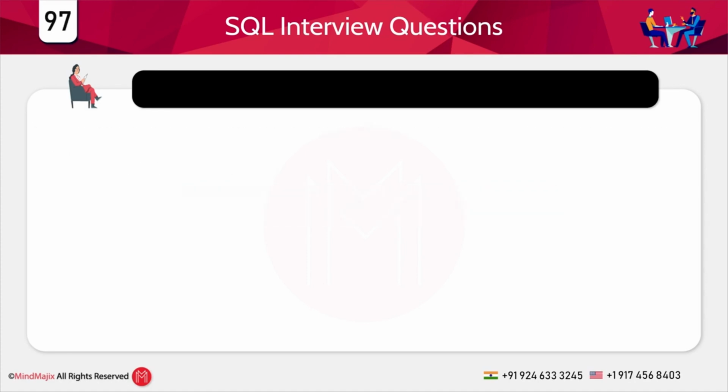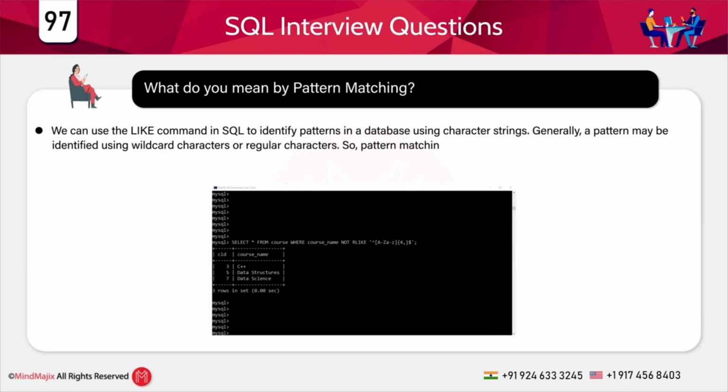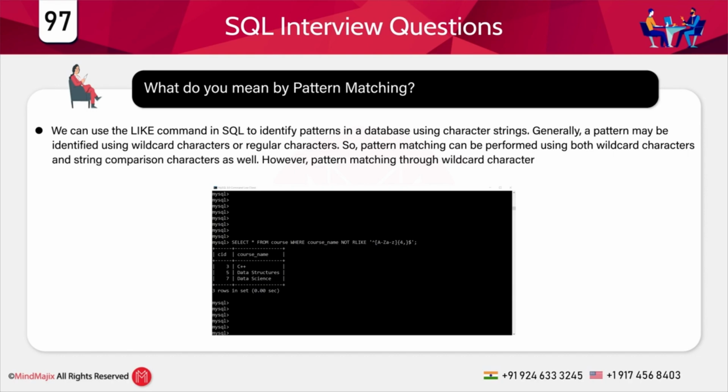The next question over here is, what do you mean by pattern matching? We can use the like command in SQL to identify patterns in a database using character strings. Generally a pattern may be identified using a wildcard character or regular characters. Pattern matching can be performed using both the wildcard characters and string comparison characters. However, pattern matching through wildcard characters is more flexible than using the string comparison characters.